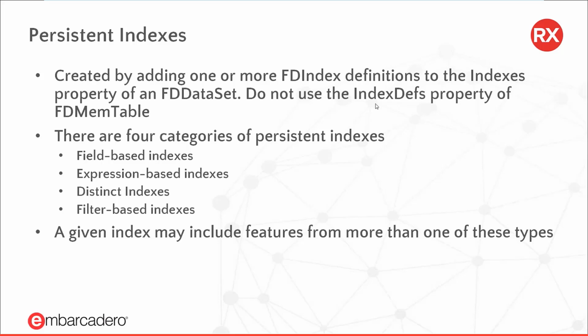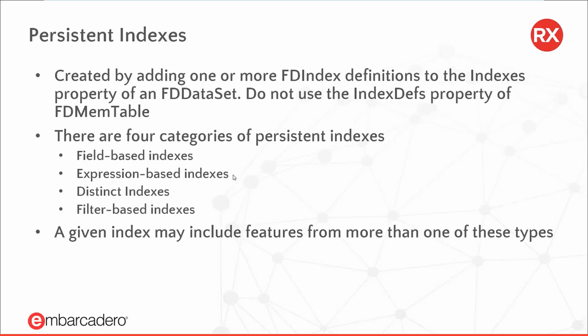There are 4 categories of persistent indexes. There's field-based indexes, which is just as it says, one or more fields produce a sort order of the data in the FireDAC dataset. There's expression-based indexes, which allow you to use a variety of different scalar functions as part of the index. You can also include constants or literals within an expression index.